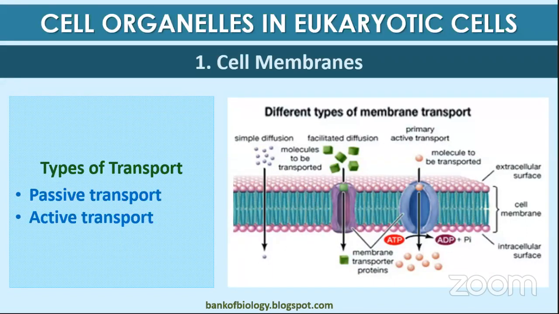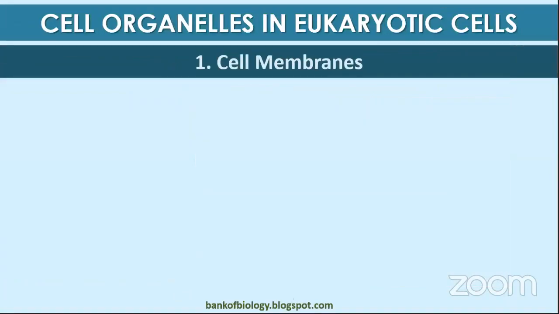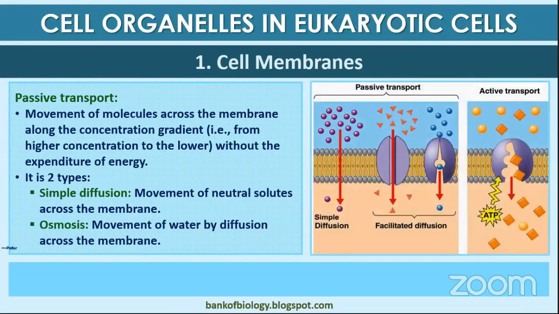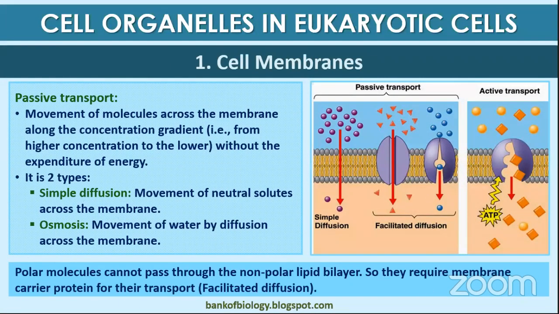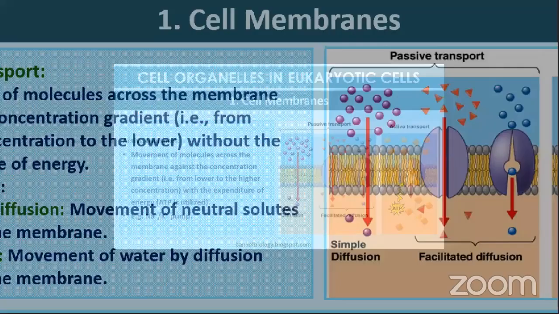Then there are different types of transport: passive transport and active transport. In passive transport, there is usually no expenditure of energy, so it moves from a region of higher concentration to a region of lower concentration, easy movement. Whereas in active transport, there is expenditure of energy. Why? Because it has to be against the concentration gradient. This is very important.